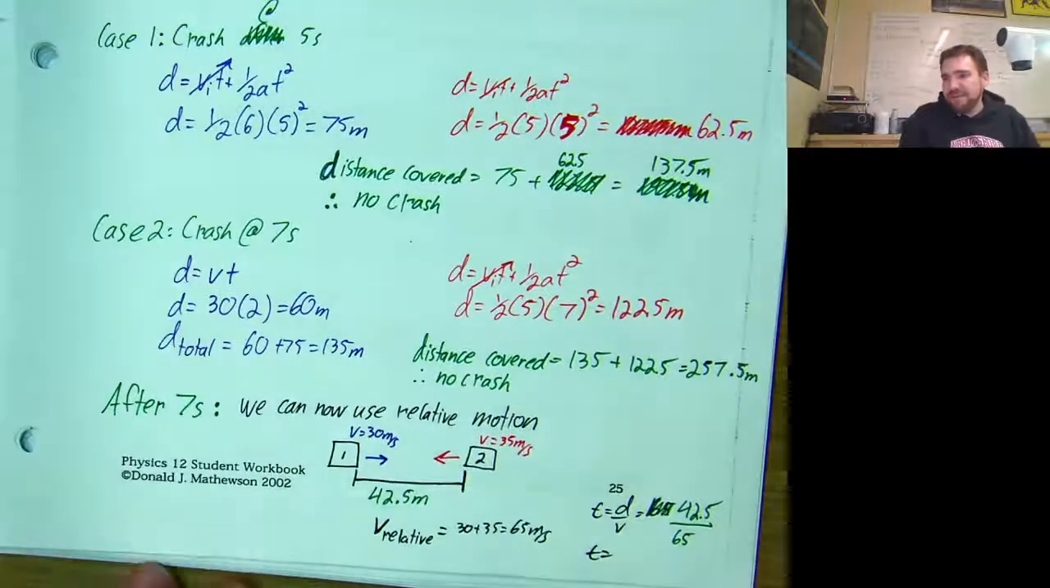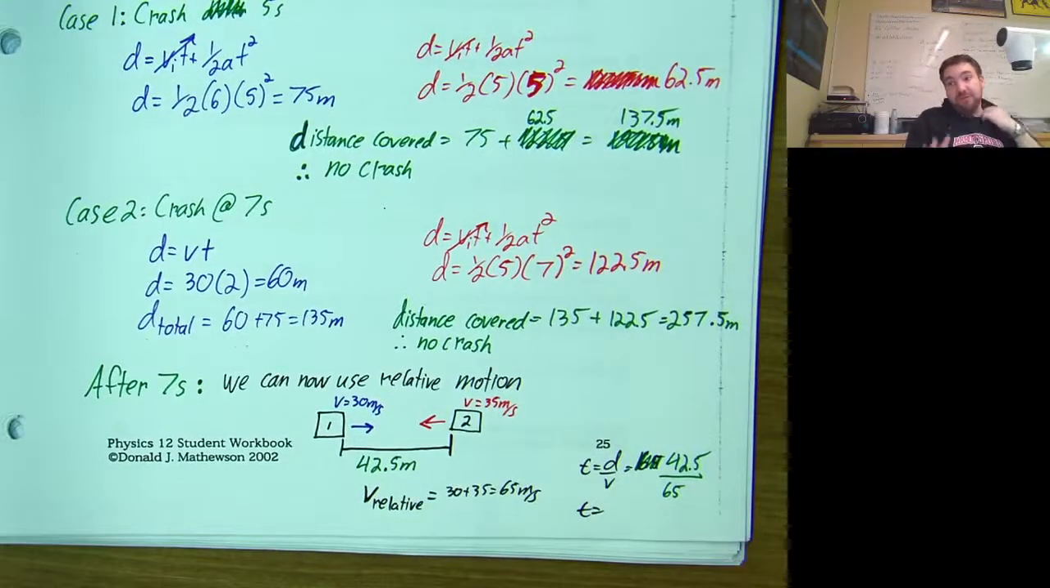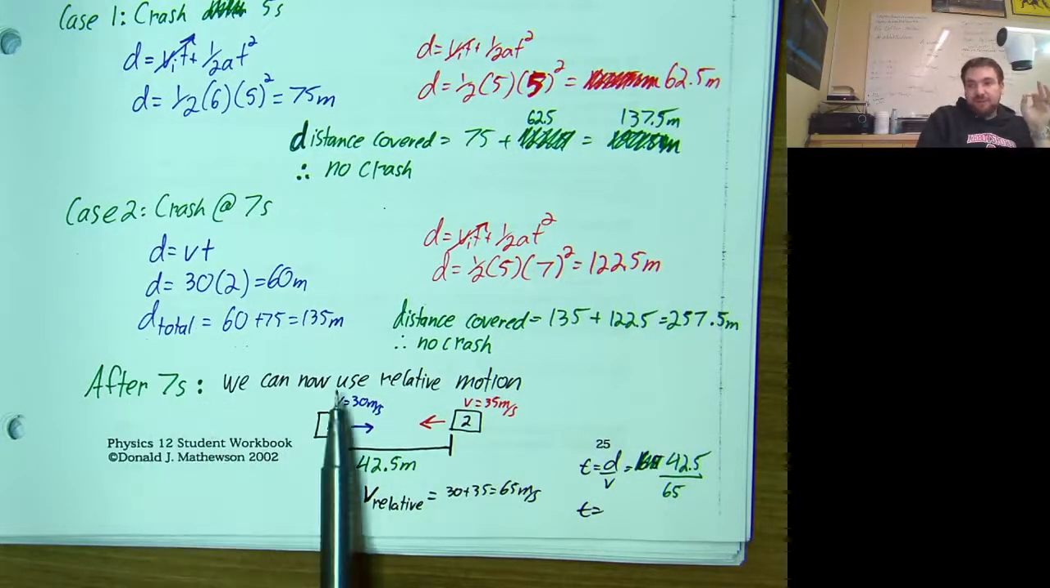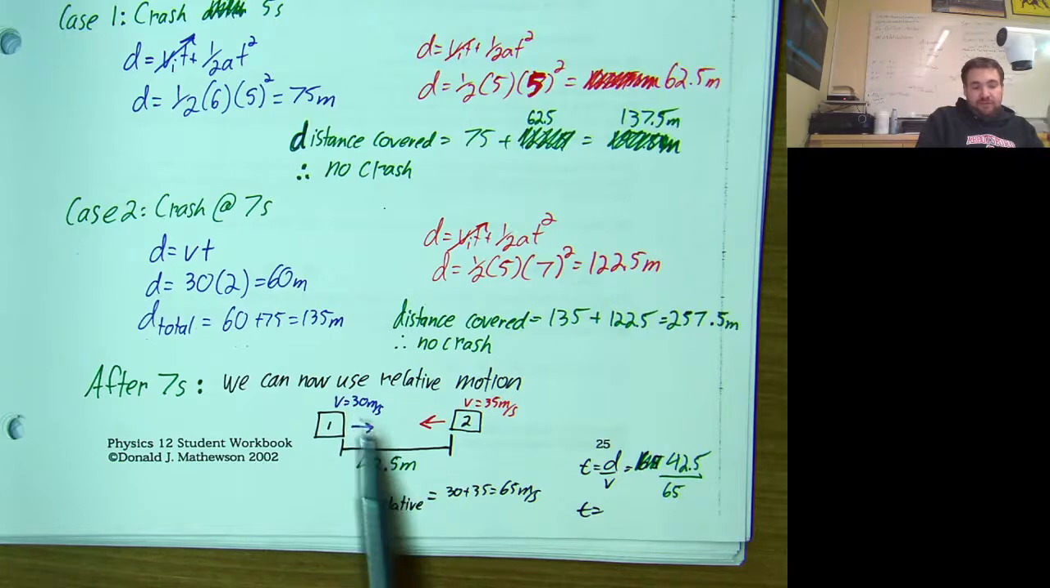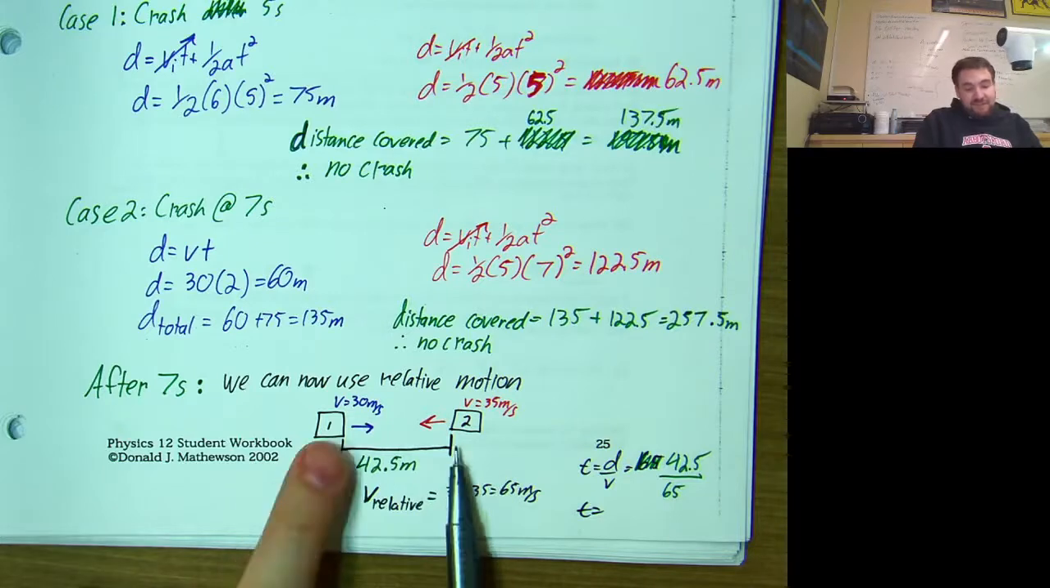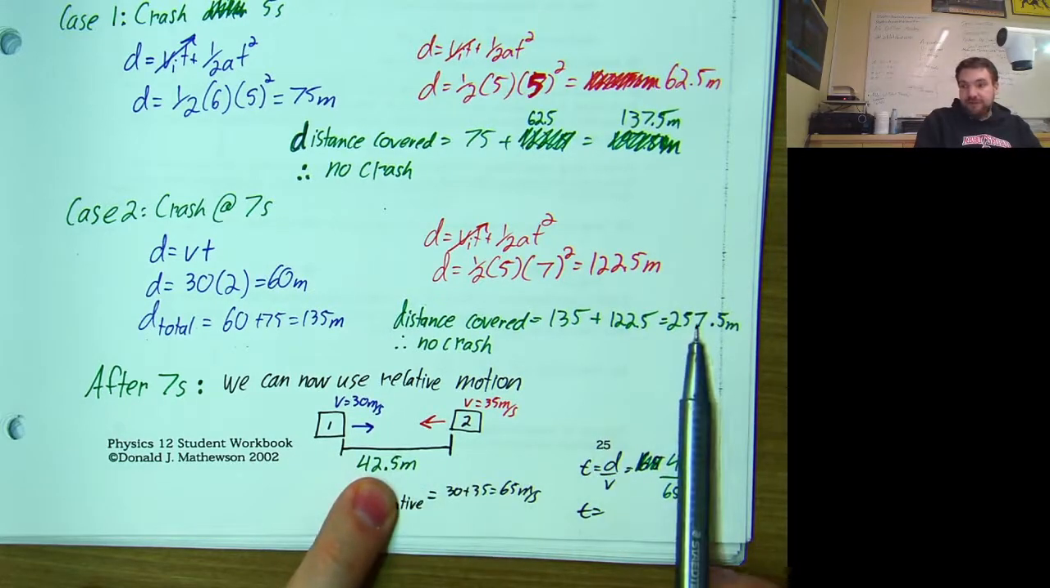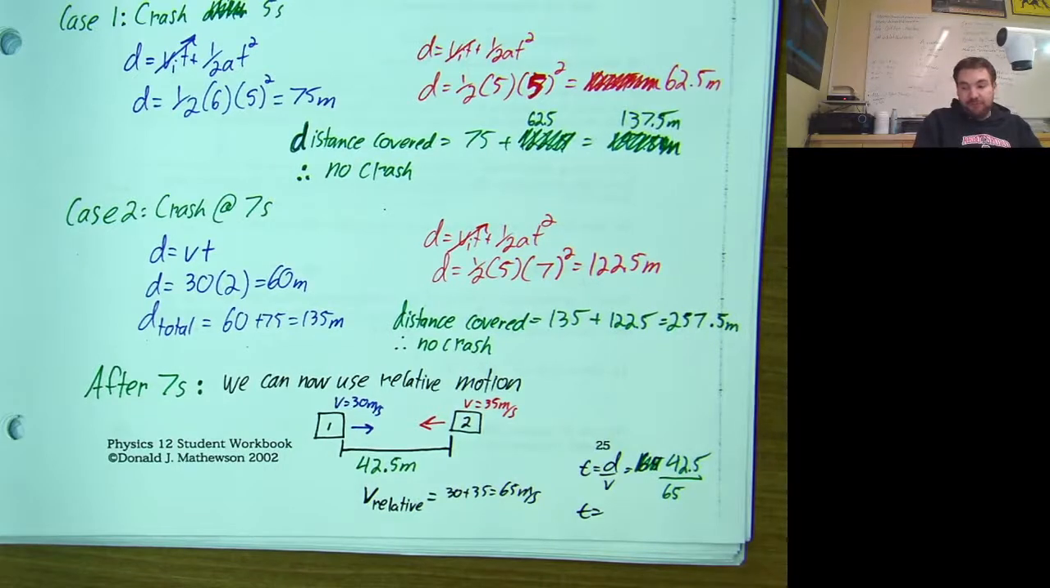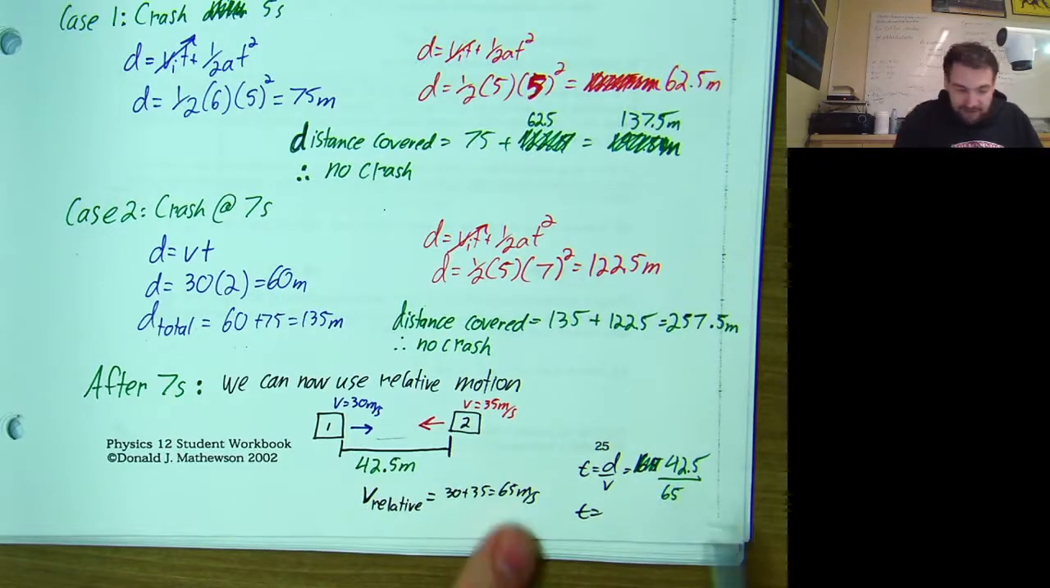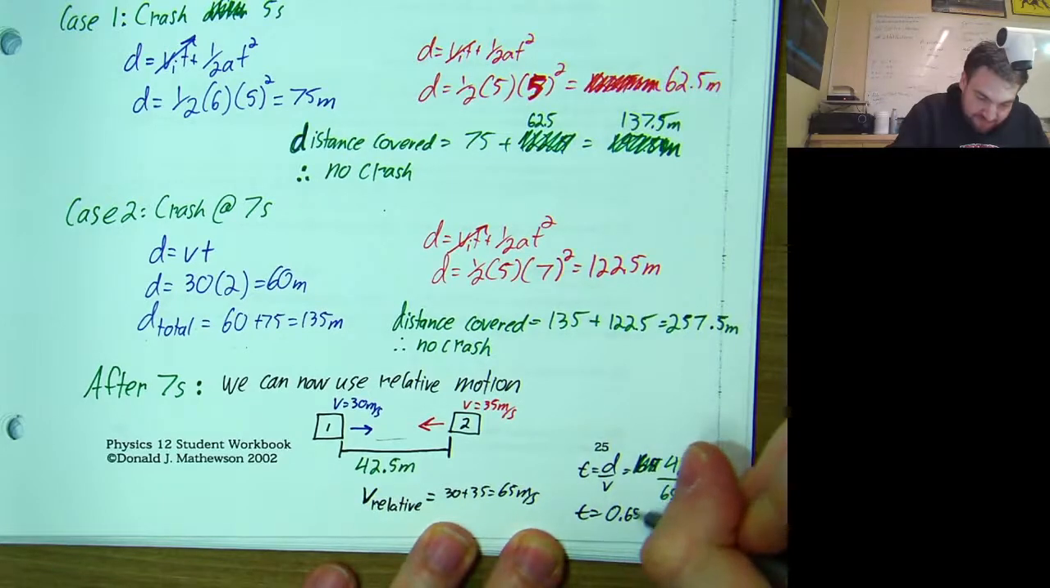Sorry, guys. I'm going to get better at moving things up after the video. So I'm going to pause here. I'll read what I've done. So after 7 seconds, we can use relative motion. The velocity of car 1 is constant now, 30. It's done accelerating. Car 2, velocity is 35. He's done accelerating. They're heading towards each other, and the distance between them is 42.5. They've already covered the 257, and they started 300 meters apart. So the relative velocity when they're heading towards each other, you sum them up. So the time is going to be the distance between them, 42.5, divided by the relative velocity of 65. And we're going to find the time it takes them to cover that is 0.65 seconds.